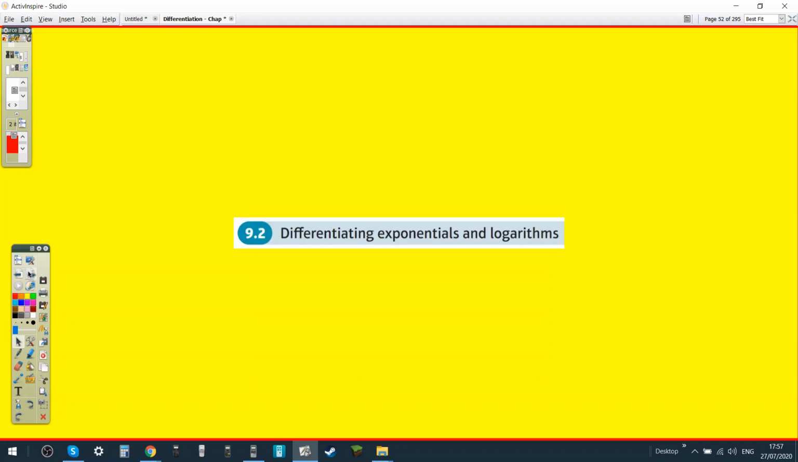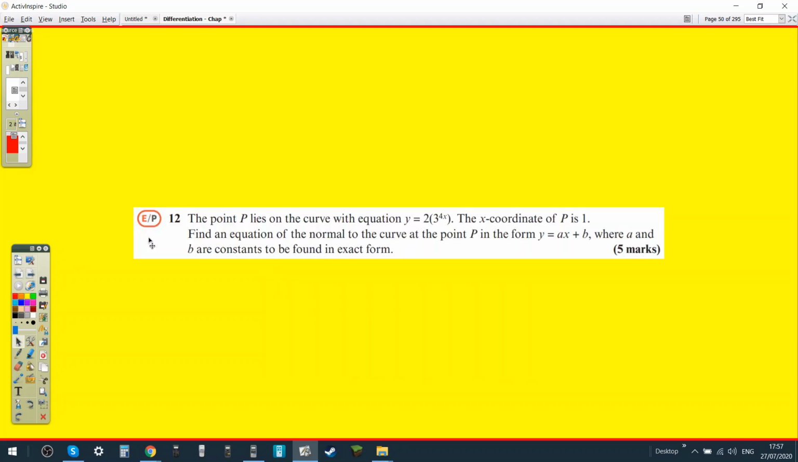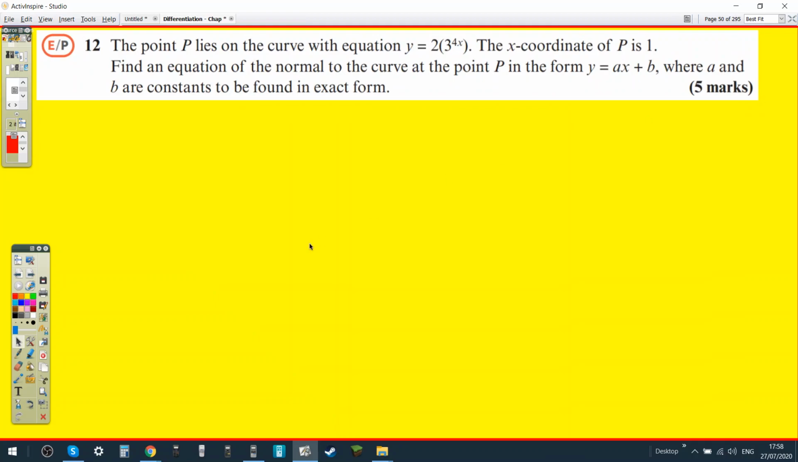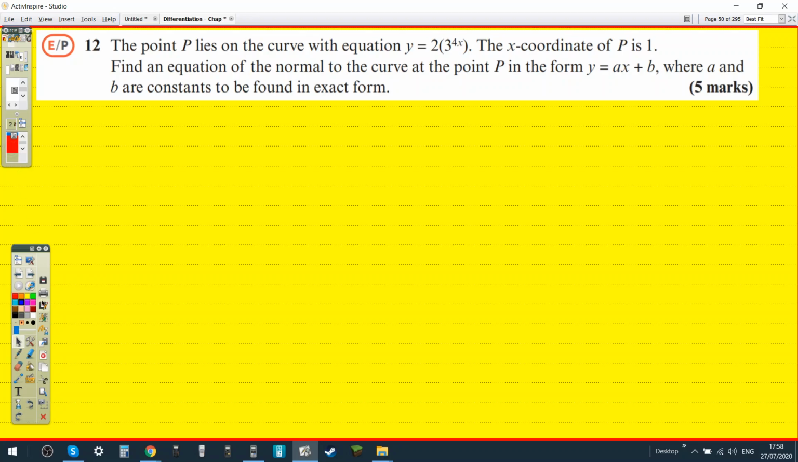Oops. Let me just see. So that's the very last one. Is it worth doing, or do you think you're okay with it? I don't know how to differentiate that. So it just means 2 times that. Yeah. 3 to the 4x would be 4 times 3 to the 4x times ln 3. Times 3 to the 4x times ln 3. And then I think it'll be the whole thing times 2.